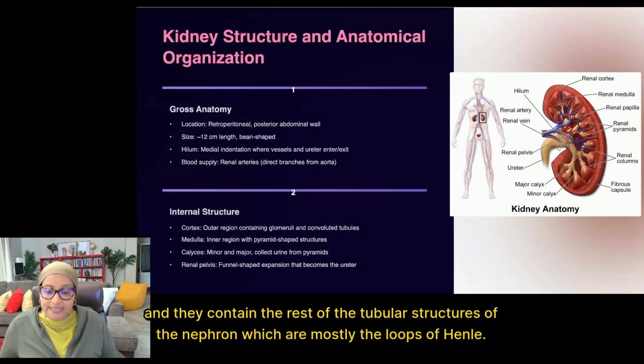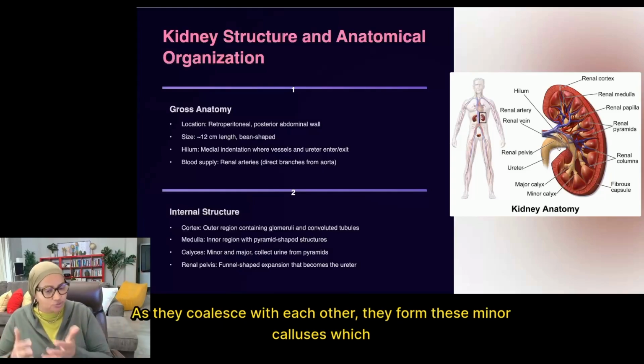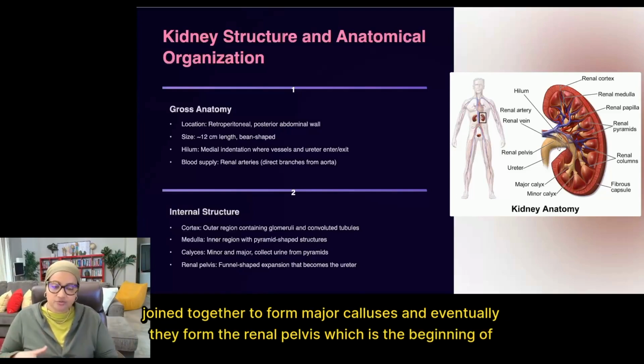And they contain the rest of the tubular structures of the nephron, which are mostly the loops of Henle. Calyces, these are minor and major calyces, and the calyx is actually the renal collecting system. As they coalesce with each other, they form these minor calyces which join together to form major calyces, and eventually they form the renal pelvis, which is the beginning of the ureter.